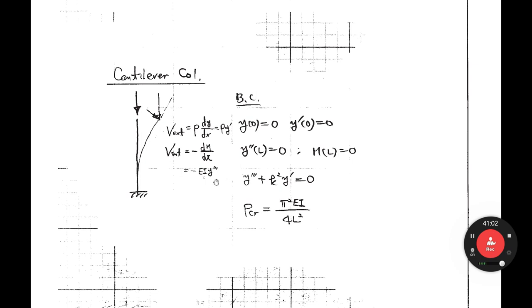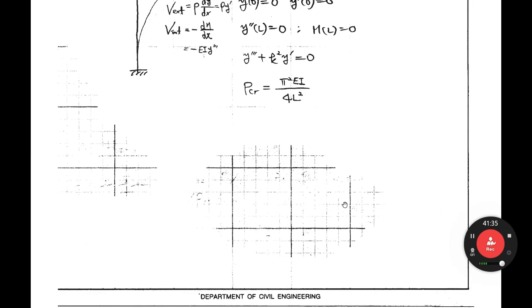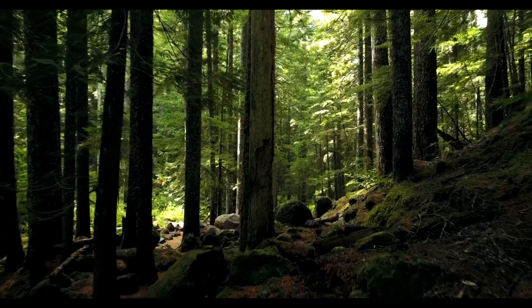External one and internal one must be equal. Then you can get this equation. So y''' plus k squared y' equals 0. That is another equation for the cantilever column. If you use these four equations, you can get PCR equals pi squared EI over 4L squared, if you solve that one. You understand? Everybody, bye.